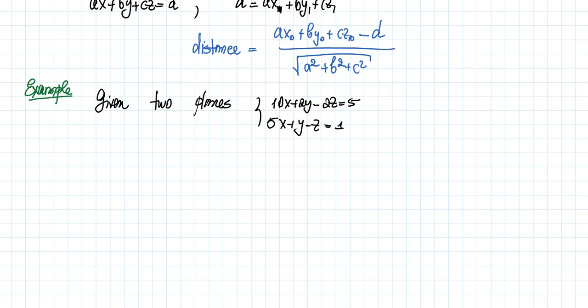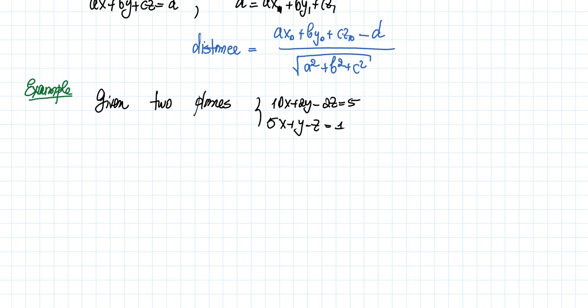So this is not about finding the distance between the point and the plane. If you're given a point and a plane, we can easily find a distance using this formula. But if you're given two planes, the distance between the two planes means the minimum distance between the points on the planes, right? So if the two planes are intersecting, the distance between the two planes is equal to zero, right?